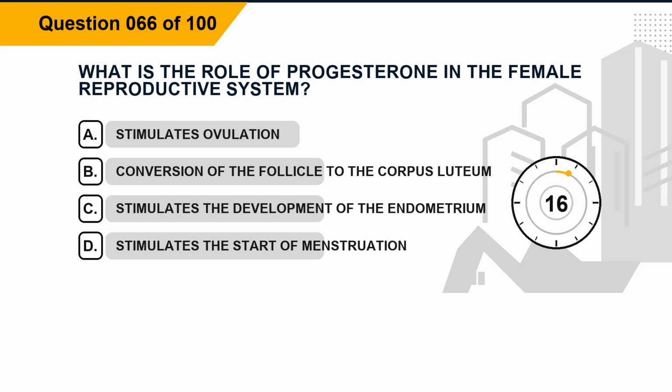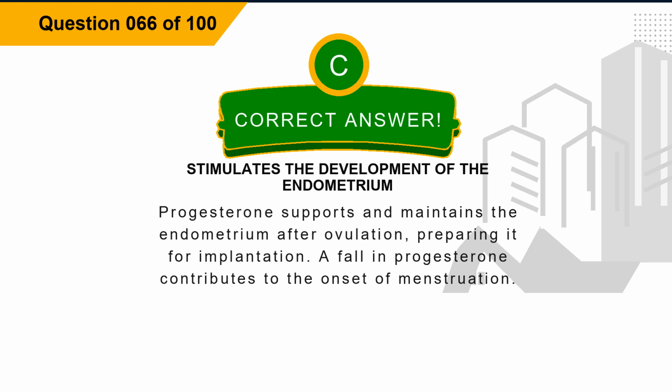Question 66. What is the role of progesterone in the female reproductive system? Option A, stimulates ovulation. Option B, conversion of the follicle to the corpus luteum. Option C, stimulates the development of the endometrium. Option D, stimulates the start of menstruation. The correct answer is option C, stimulates the development of the endometrium. Explanation. Progesterone supports and maintains the endometrium after ovulation, preparing it for implantation. A fall in progesterone contributes to the onset of menstruation.